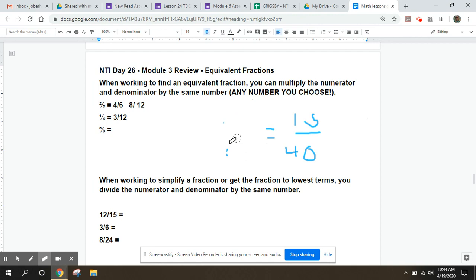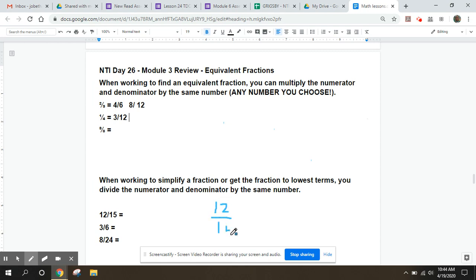It says, when working to simplify a fraction. Now, our modules in math are not super, super strict on that, but it's important that you simplify or go to lowest terms. And so in that case, you would divide the numerator and denominator by the same number, okay?